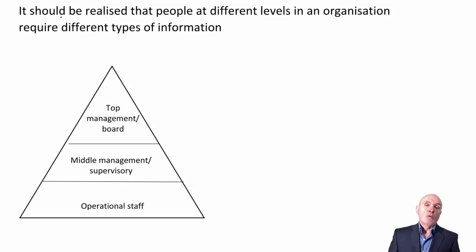You must realise that in organisations, people at different levels require information of different types. So if we think of the organisation as dividing into these three main levels here, the top management and the board, these are the people making the long-range strategic decisions. They're in charge of the whole organisation. And generally what they want in their information is summaries. They don't want everything to the last dollar.